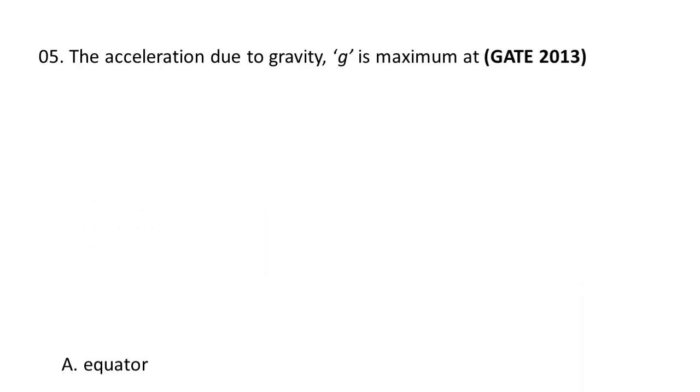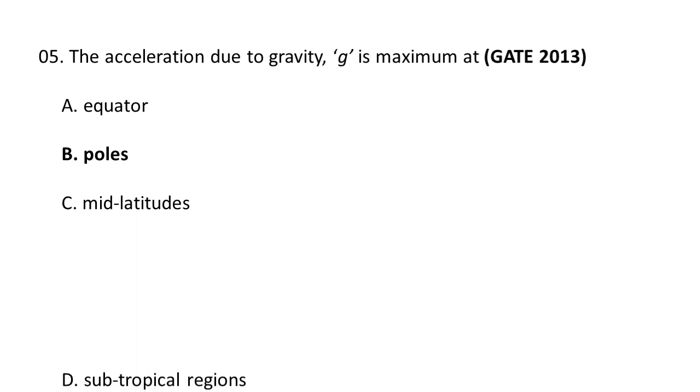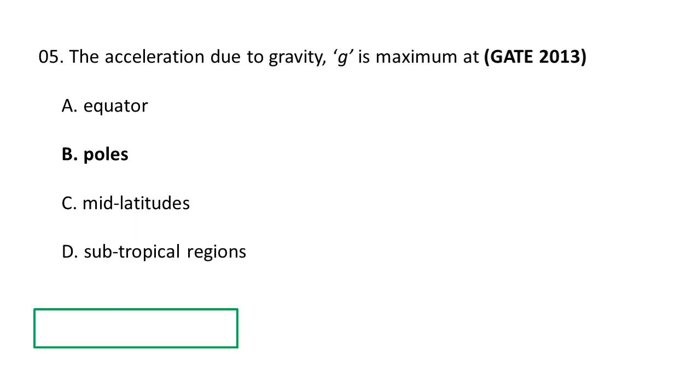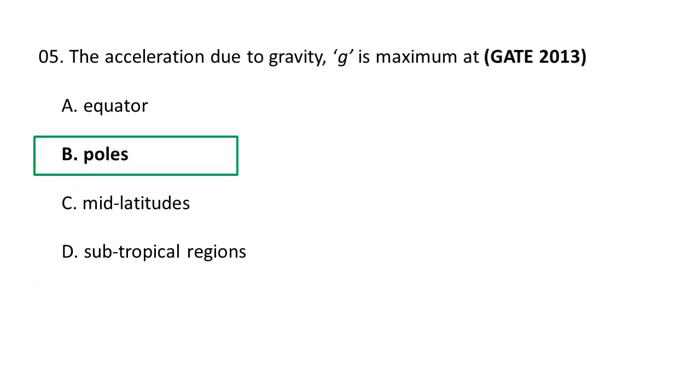Next question. The acceleration due to gravity, g, is maximum at A. Equator, B. Poles, C. Mid latitudes, D. Subtropical regions. So the correct option is B, Poles. Acceleration due to gravity, g, is maximum at the poles and minimum at the equator, as the Earth is not perfectly round and it's slightly flat at the poles.